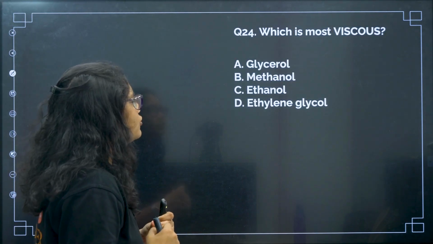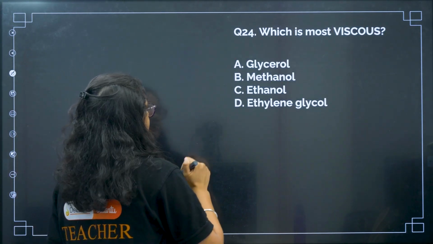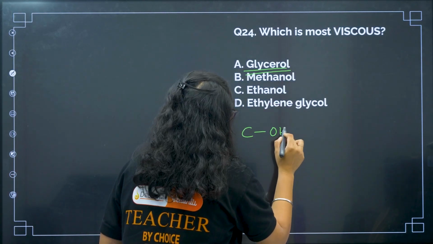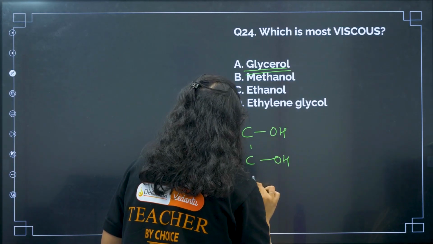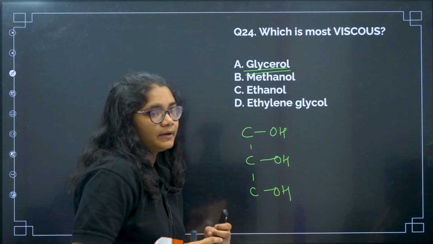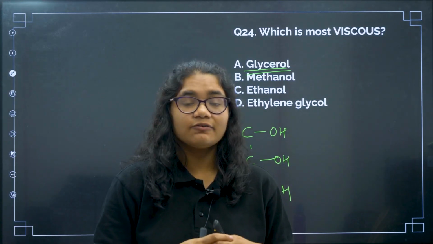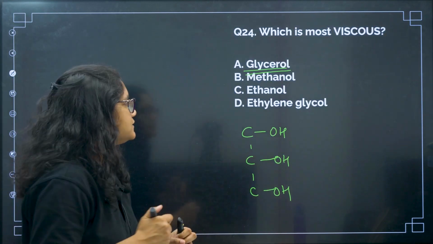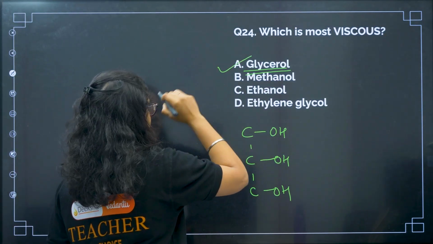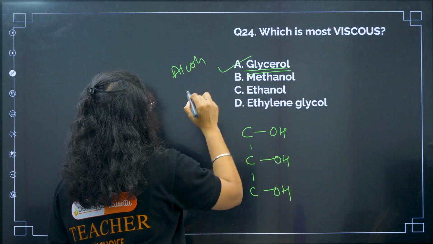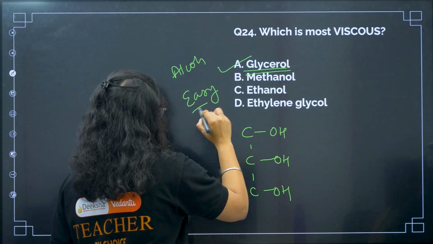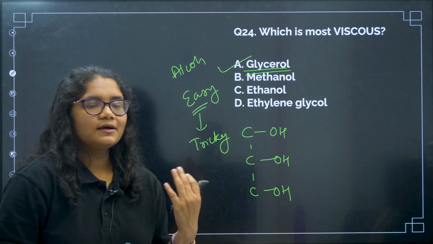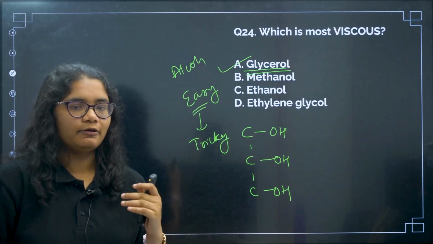Now, which is most viscous? Okay, so this is also a very easy question if you know glycerol. Glycerol has more number of OH, right? So if more number of OH, what will happen? There will be more hydrogen bonding. If more hydrogen bonding, then the molecule's viscosity will increase. So the correct answer for this question will be option number A. So this question was from alcohols. Again, I'll mark it as an easy question, but a little tricky one, not a direct question, but you need to apply the concept of intermolecular hydrogen bonding.